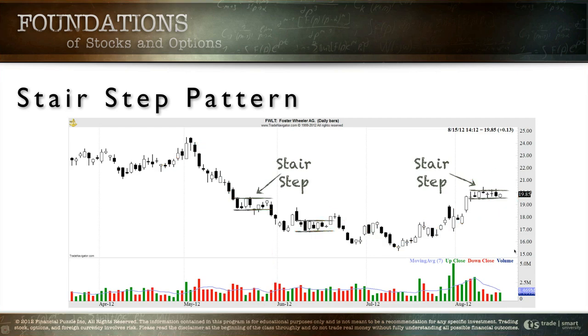Somebody actually challenged me a couple days ago. They said, "Are you going to get rid of the stair step because they don't happen that often?" And I said, "Are you kidding me?" They happen all the time. But apparently, the way that I had shown them in the legacy class, people thought that they were rare. They're really not rare at all. They happen quite frequently, and they're quite reliable. Just very, very reliable, in my opinion, in terms of good continuation patterns.